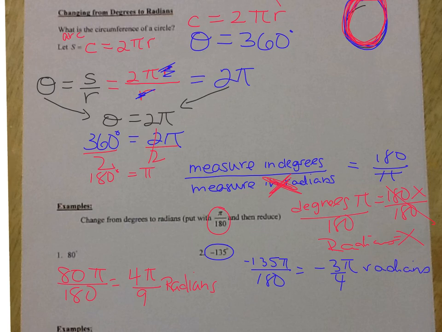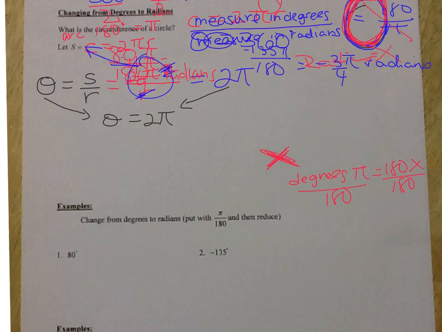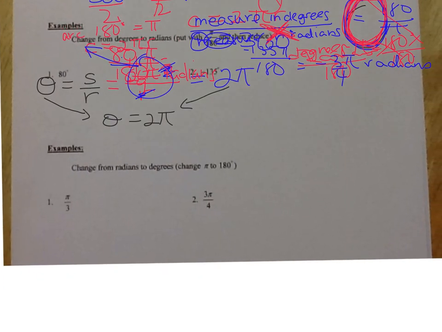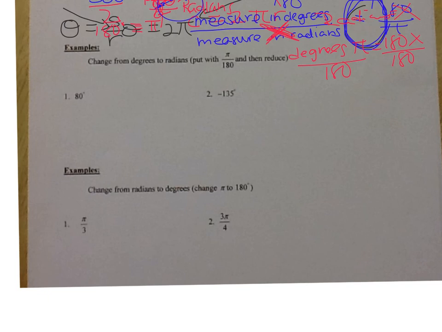All right, so now we also have to be able to go back the other way. If I give you radians, I have to be able to go back to degrees. So remember, what did I say about pi? Pi is equal to 180 degrees. We just did it above. So all I have to do, since pi is equal to 180 degrees, is change pi to 180. What is pi over 3? Remember, this is radians. Now if I want to change this to degrees, I change pi to 180. So it's 180 over 3, which is 60 degrees.